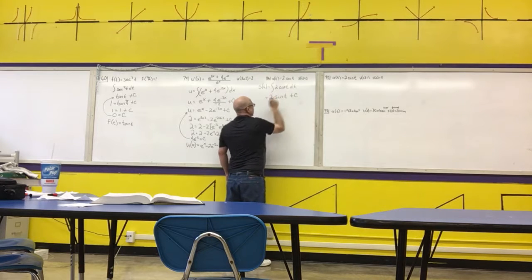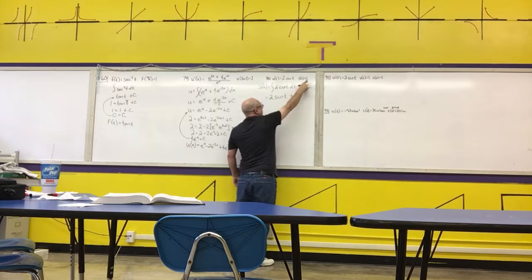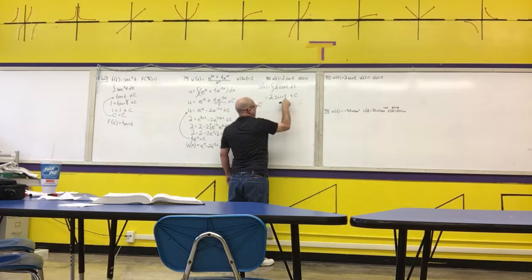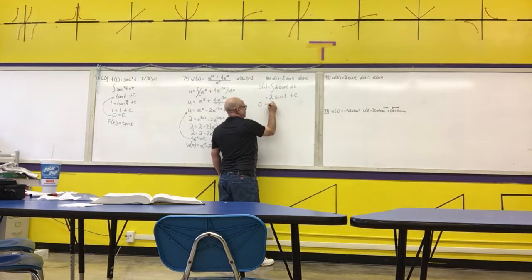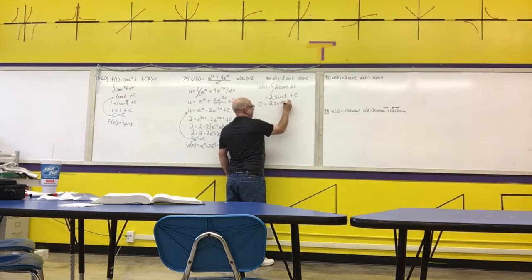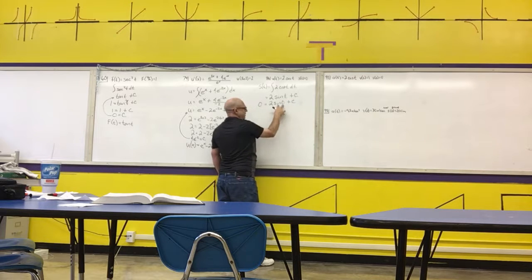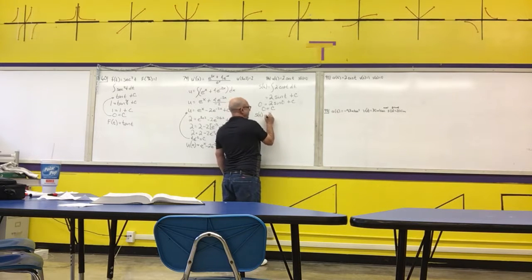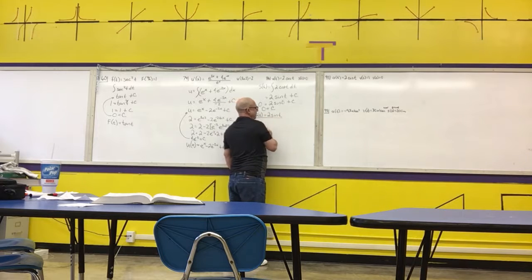I know that s of 0 is 0. When I put a 0 in for t, I want 2 times the sine of 0 plus c. The sine of 0 is 0, so I get c is equal to 0. Take this c, put it back into my general antiderivative, and I get s of t is equal to 2 sine t plus 0. I'm not going to write the plus 0, so that would be my final answer.